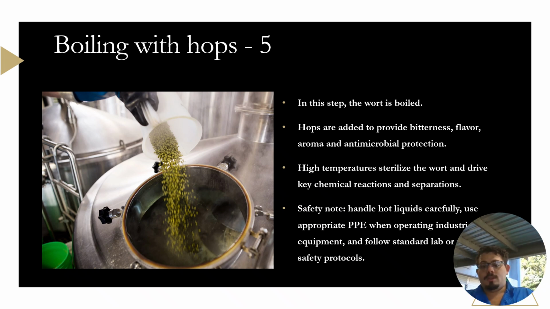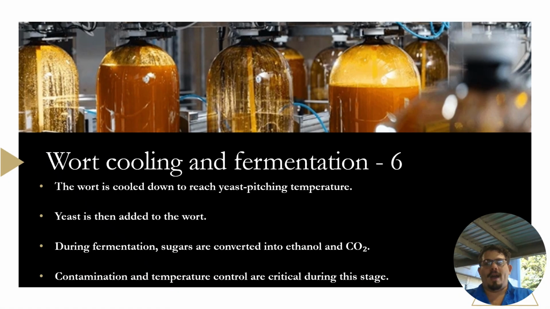Now we're gonna move on to the next step, which is step 6, also known as wort cooling and fermentation. In this step, first we have the hot wort, which is cooled down to a suitable yeast pitching temperature. Then, after the wort has been cooled down, the brewer's yeast is added to the wort to provoke the chemical reaction of fermentation. The yeasts convert the fermentable sugars into alcohol and carbon dioxide. It also produces flavor active compounds that define the final taste and aroma.